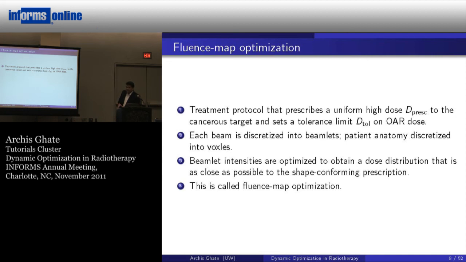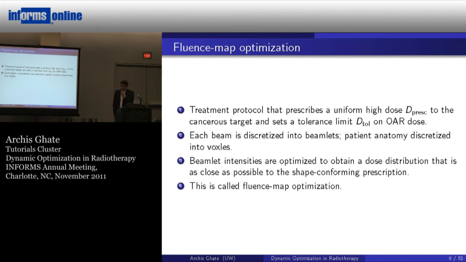So the idea is that ideally speaking, I want to give as much dose as possible to the tumor without giving too much dose to the organ at risk. That's the rough idea at a high level. But here, there is a prescription dose, so the doctor is saying, give this dose to the tumor and don't give more than D tol to the OAR. So that's one example of really the simplest protocol probably.